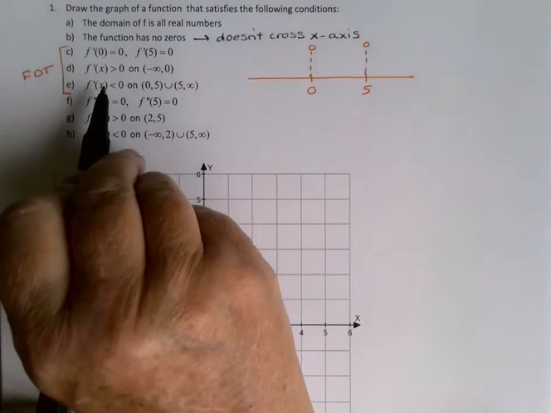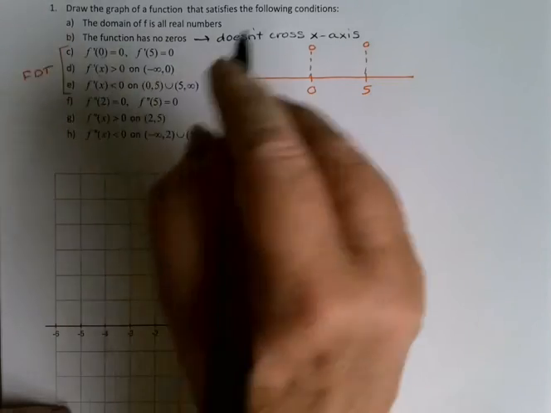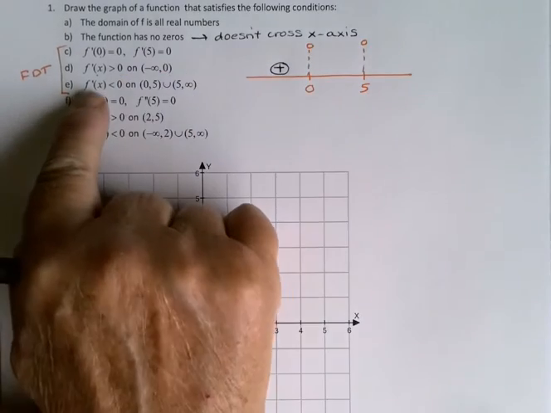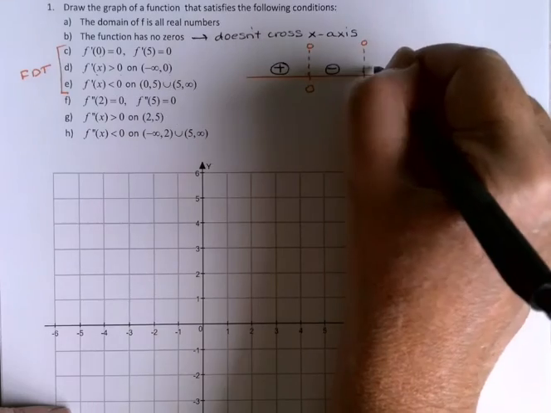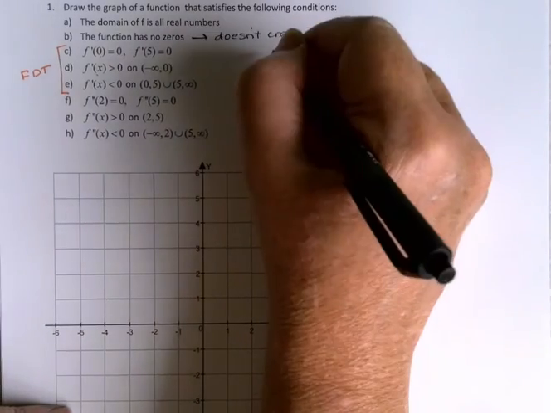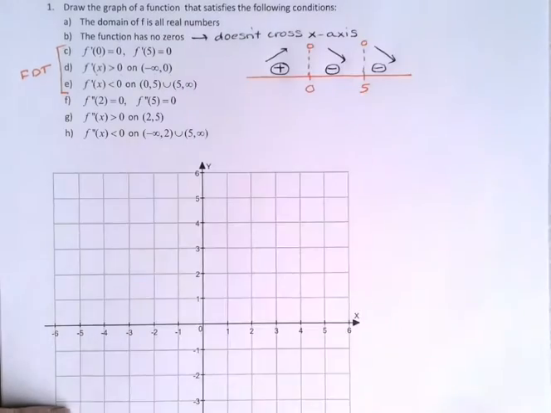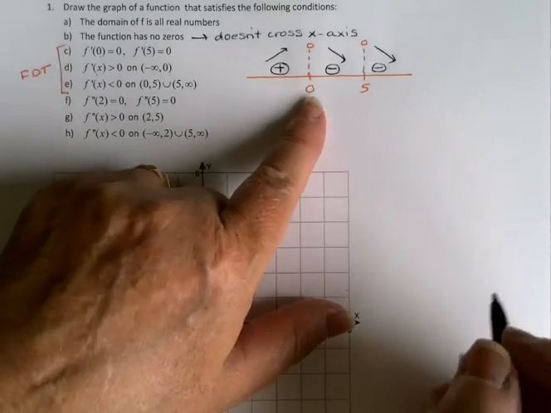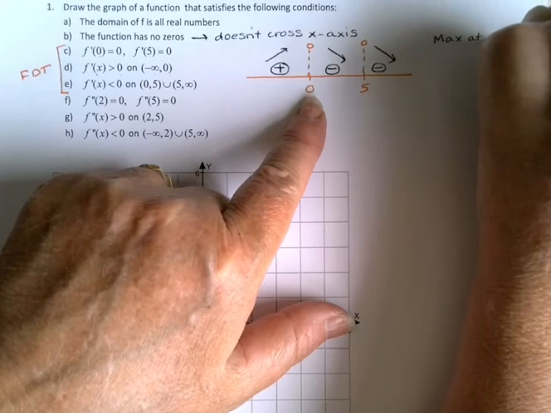Next, I know that f' is positive on the interval from negative infinity to 0. And f' is negative on both of the other intervals. So my graph is increasing, decreasing, and decreasing, telling me I have a maximum at x equals 0.